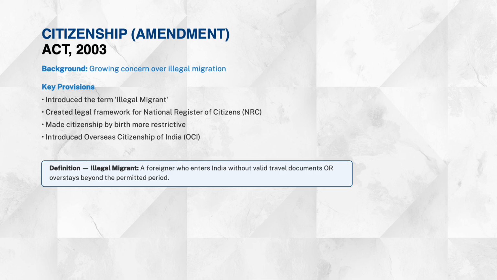So it made citizenship by birth more restrictive, and it introduced overseas citizenship of India. So overseas citizenship of India, OCI. What do you understand about overseas citizenship of India?